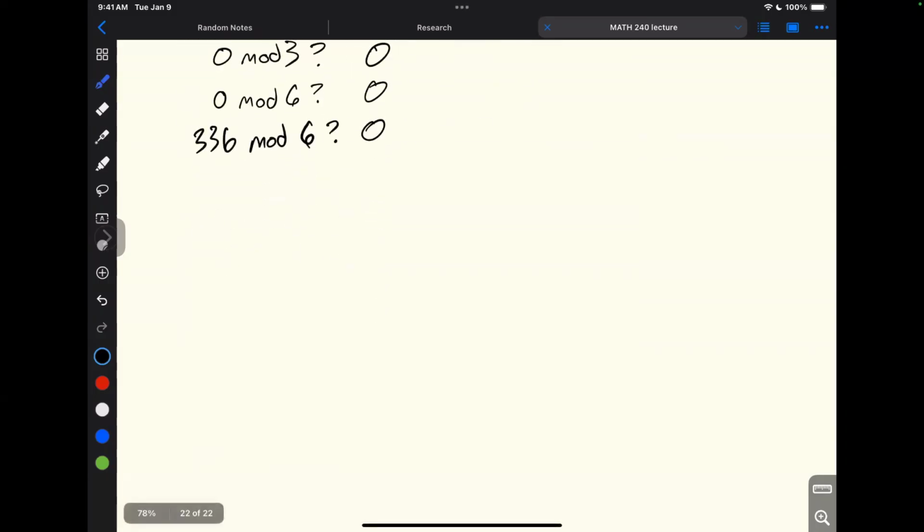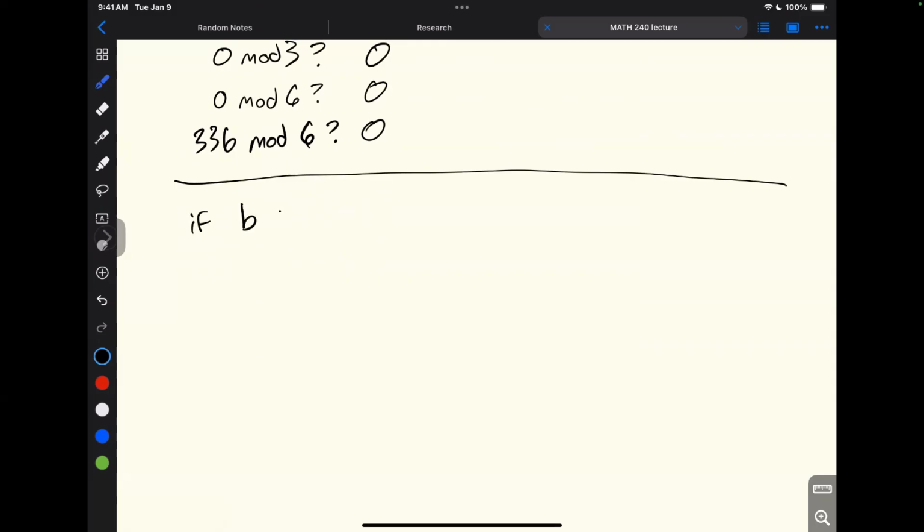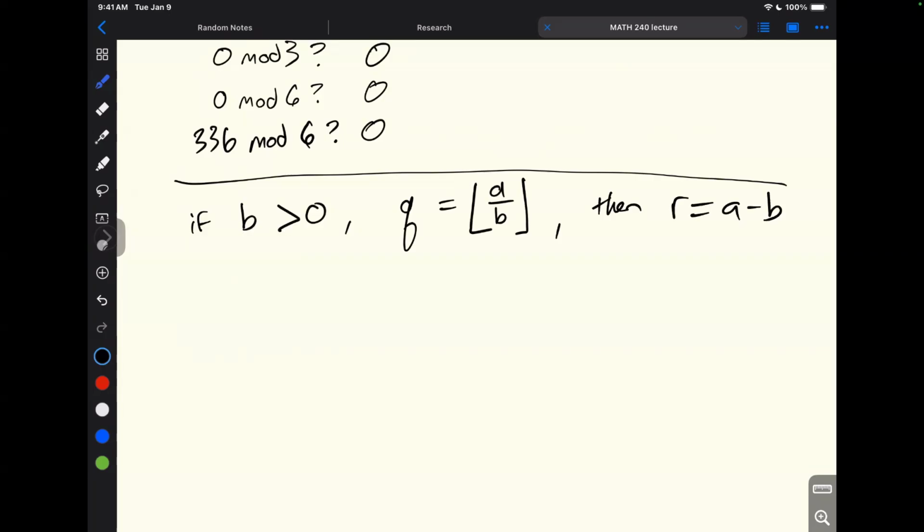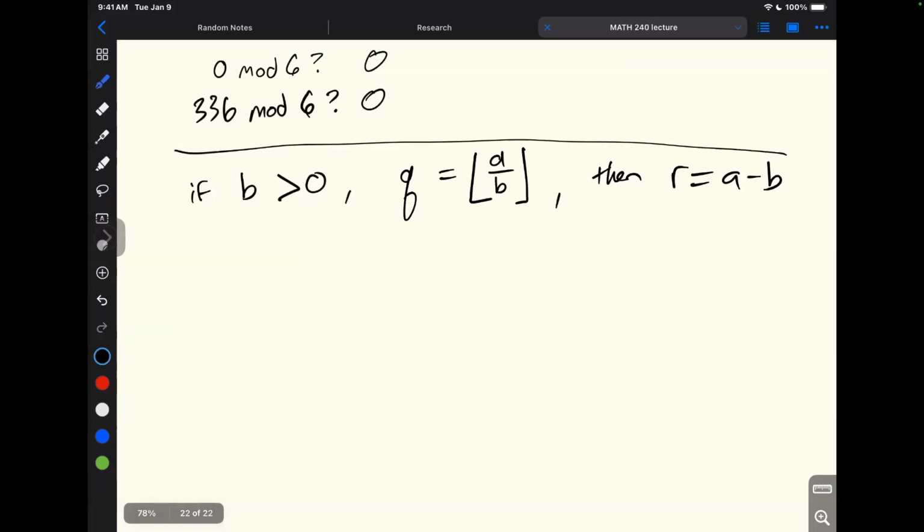Great. Okay, so some notes that the textbook has, where it says that if B, the divisor, is greater than 0, then Q is equal to the floor of A over B, which makes sense, right? That's how we get the quotient. If it divides evenly, then we have no need for the floor notation. If it doesn't, then we do need the floor. And then R is equal to A minus B times Q, to see how much off are we.